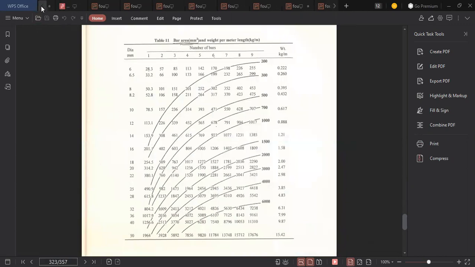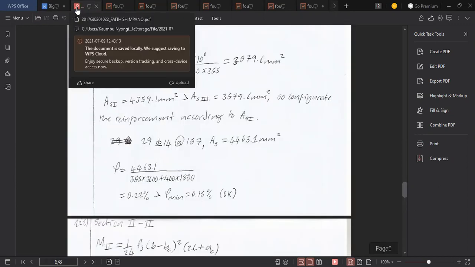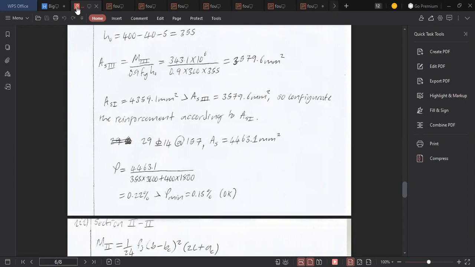So 4,359.1 divided by 153.9 is about 28. You round it up, not round off, to the nearest whole number. 28.3, let's make it 29. So we use 29 bars. Here she has put 29 bars with a diameter of 14.